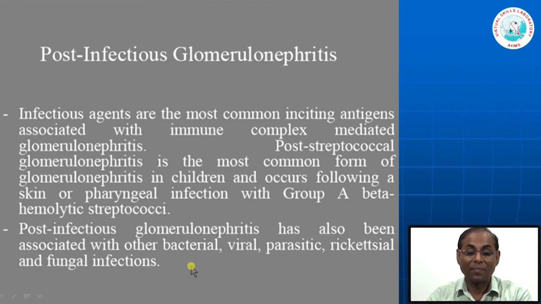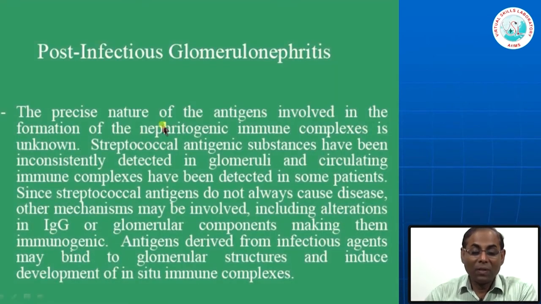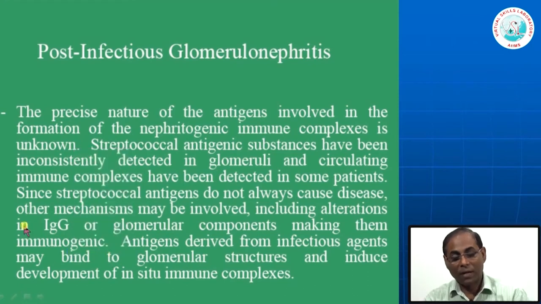can also give rise to this post-infectious proliferative glomerulonephritis. Now, the precise nature of the antigen involved in the formation of this nephritogenic immune complex is unknown. There is certain evidence that streptococcal antigenic substances have been detected in the glomeruli, and circulating immune complexes have been detected in some patients. Since streptococcal antigens do not always cause disease, other mechanisms may be involved, including alteration of the immunoglobulin IgG or glomerular components, making them more immunogenic. So, it has a complex structural alteration. Antigen derived from the infectious agent may bind to the glomerular structure and become a planted antigen in the glomerulus, and it can give rise to in situ immune complex formation, which I have already discussed.